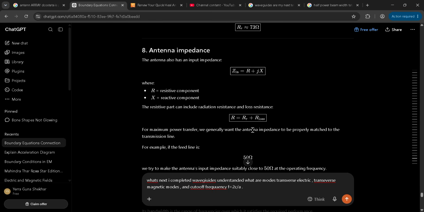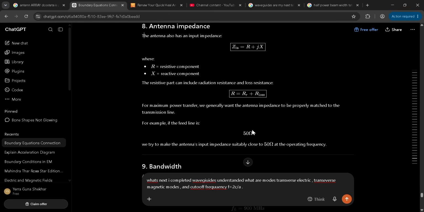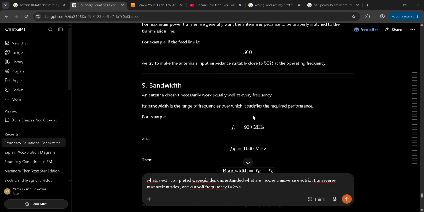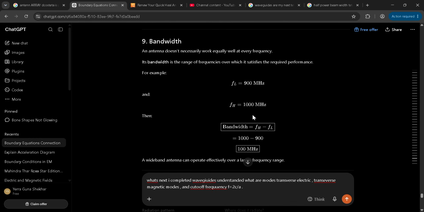For power transfer, we need the antenna impedance to be properly matched to the transmission line. For example, if the feed line is 50 ohms, we try to make the antenna's input impedance as close to 50 ohms as possible at the operating frequency. The antenna here behaves like a load, close to 50 ohms at the operating frequency.